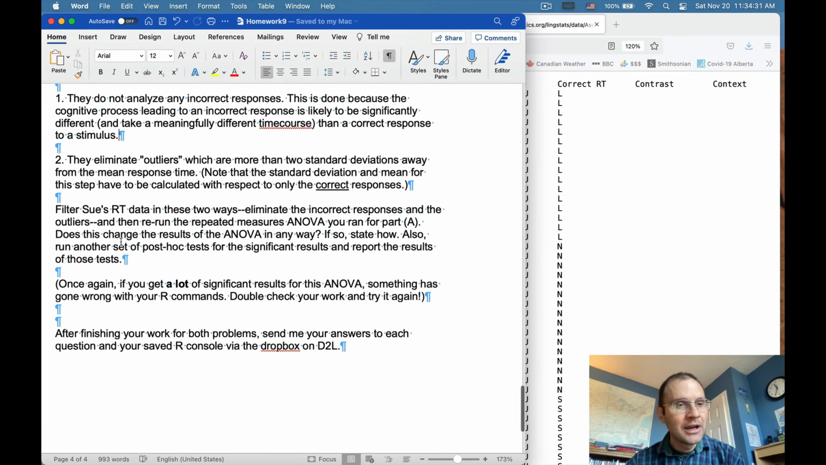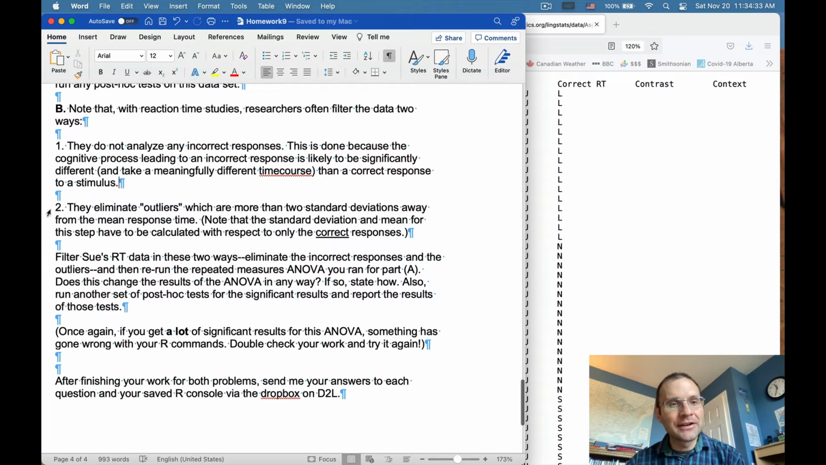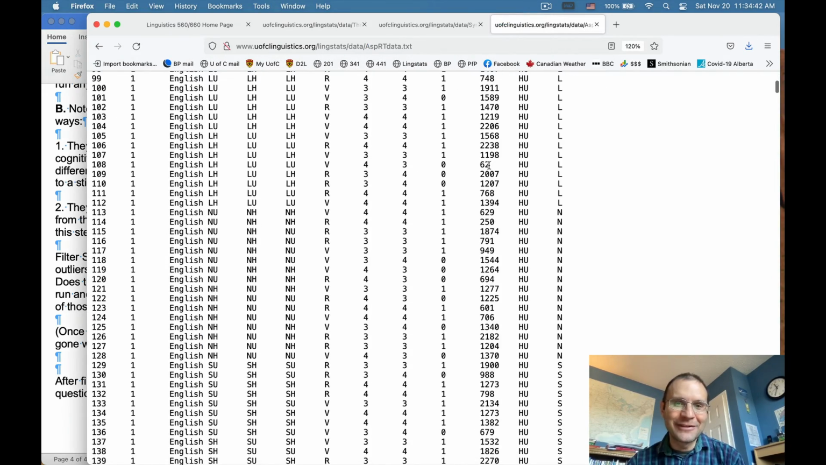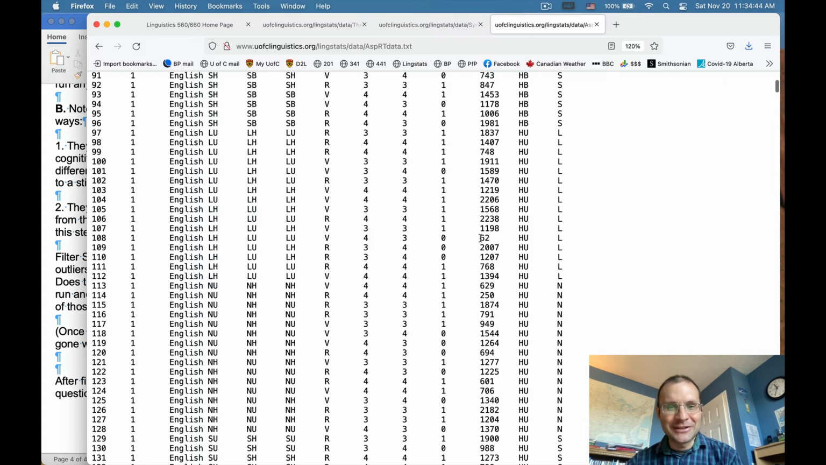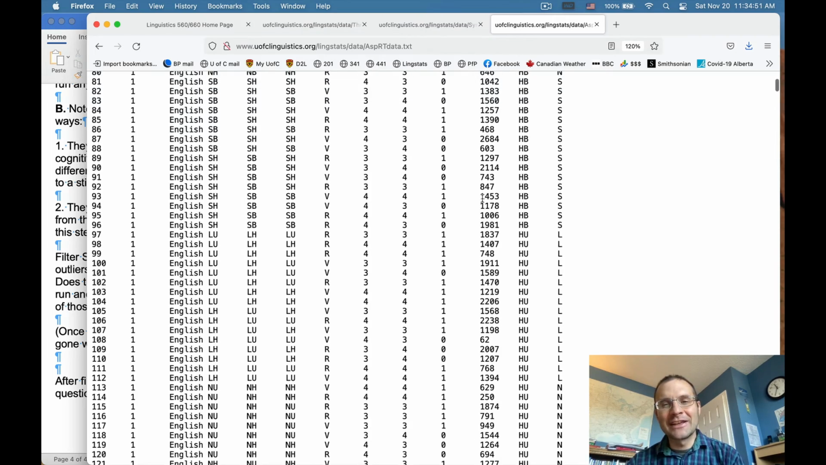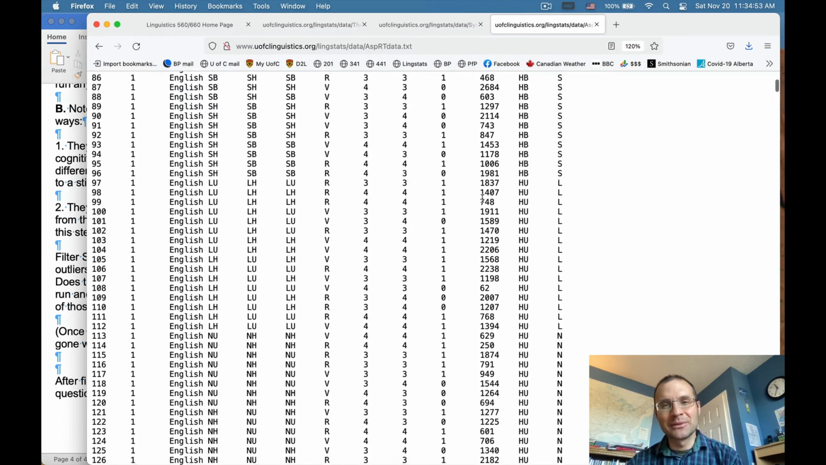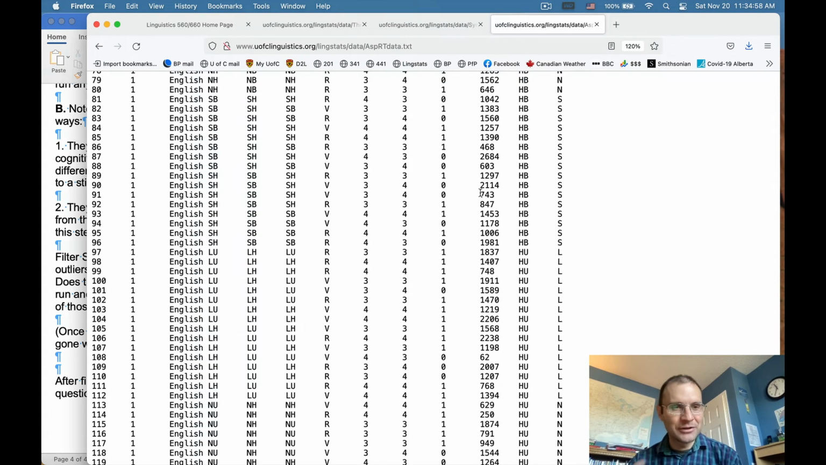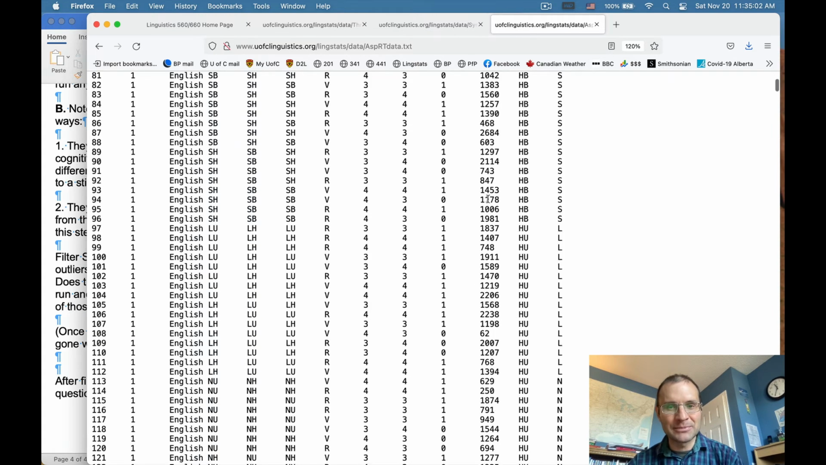Okay, number 2, what people will do is eliminate outliers, which are more than 2 standard deviations away from the mean response time. So I don't know if you've ever run a reaction time study in your life. Here's an interesting example. A lot of these response times are around a second or maybe up to 2 seconds, maybe somewhat less than a second. That's a fair amount of time for a person to take to respond to the stimuli, to be able to process it and actually give a meaningful response.